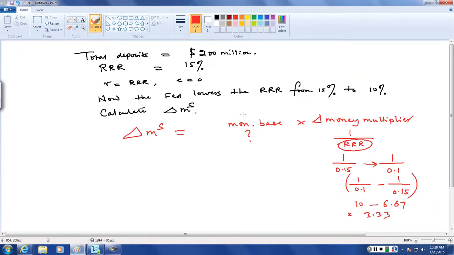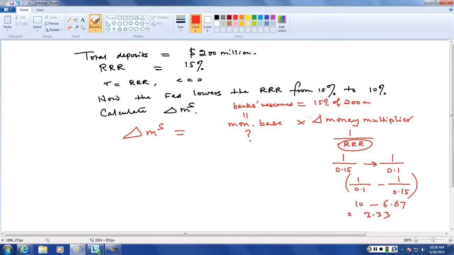So in our story here, the monetary base is simply going to be equal to banks' reserves. And what are banks' reserves equal to? To begin with, well, 15% of 200 million, isn't it? Because the RRR was 15% and total deposits in the economy was 200 million. And so the cash reserves of banks had to be 15% of 200 million. Right? That's what the RRR is, isn't it?